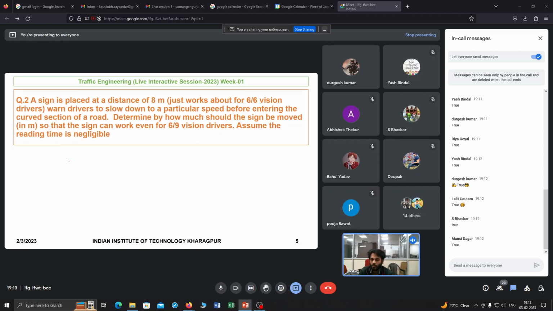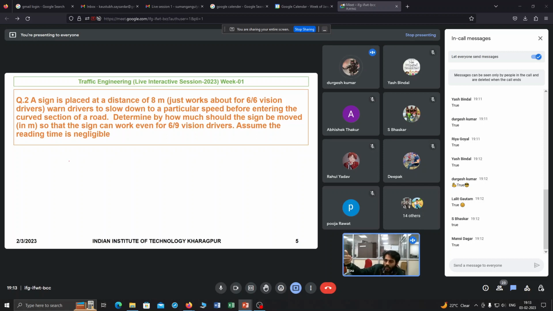6 by 9 drivers. So I already told that 6 by 9 drivers, the vision is poor, because a standard person is able to see that same object from 9 meter distance, whereas I am able to see that same object from 6 meter distance. So my vision is poorer than 6 by 6 vision, right? So a sign is placed at a distance of 8 meter. So basically a 6 by 6 vision driver is able to see at a distance of 8 meter, right?